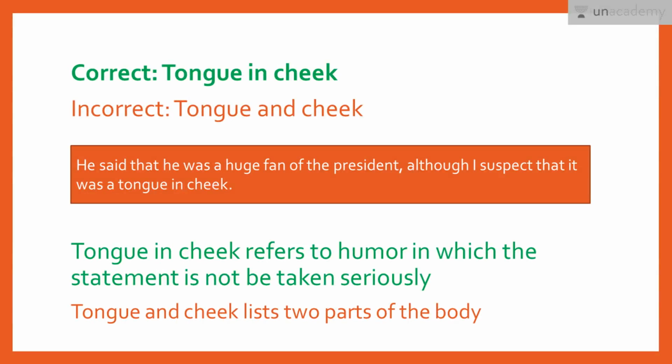Now the example: my aversion to anchovies is deep-seated. The next phrase is tongue-in-cheek. How do we misuse it? We say tongue-and-cheek. When I say tongue-in-cheek, it refers to humor in which the statement is not to be taken seriously. For example, he said that he was a huge fan of the president, although I suspect that it was tongue-in-cheek.